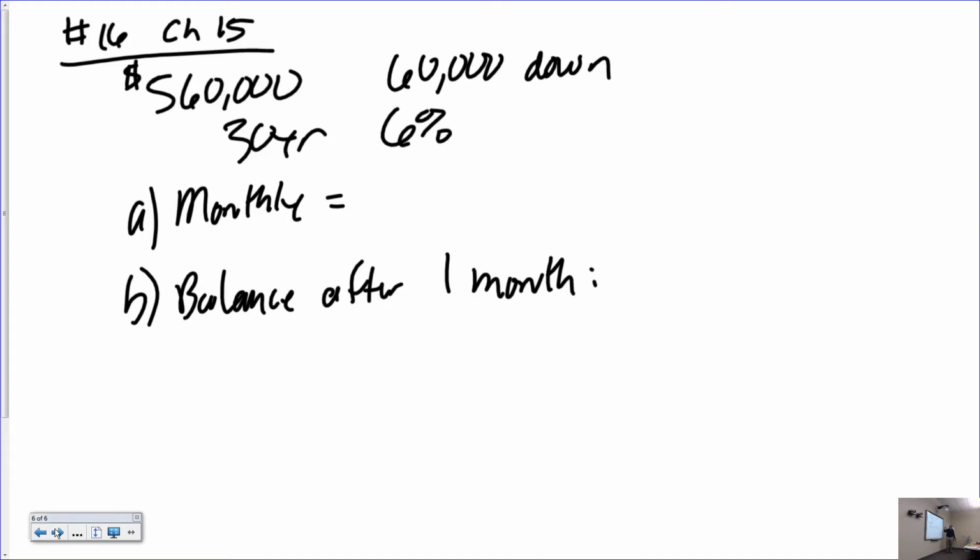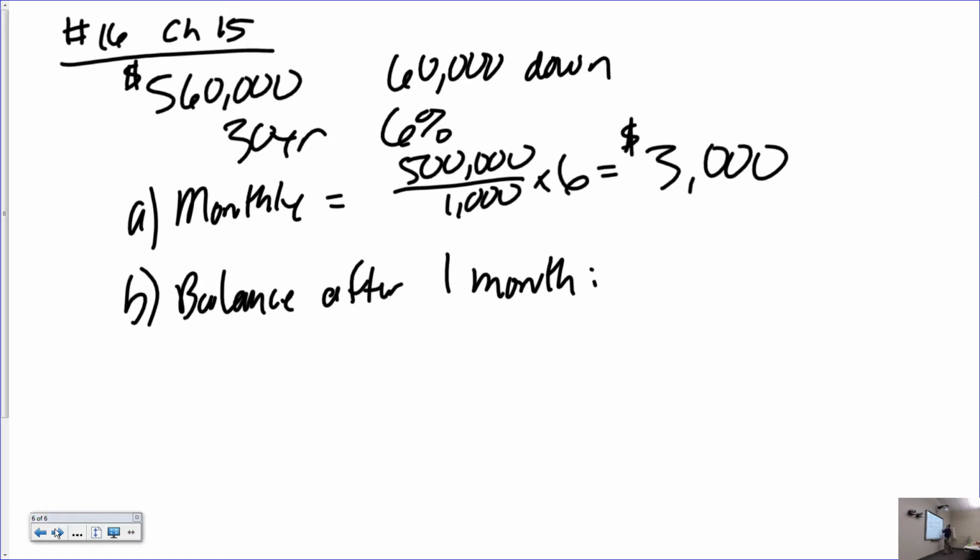Turns out, folks, that the table value for 30 years at 6% is exactly 6. Which is sort of cool. So the idea is that you would take 500,000 over 1,000 times 6, and the monthly payment's going to be $3,000. Yeah, what a cheap house.